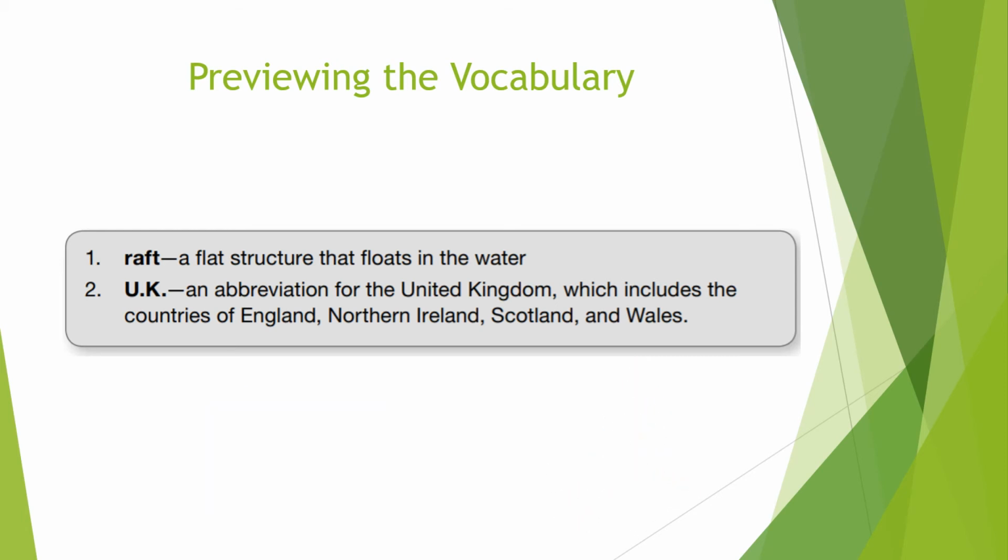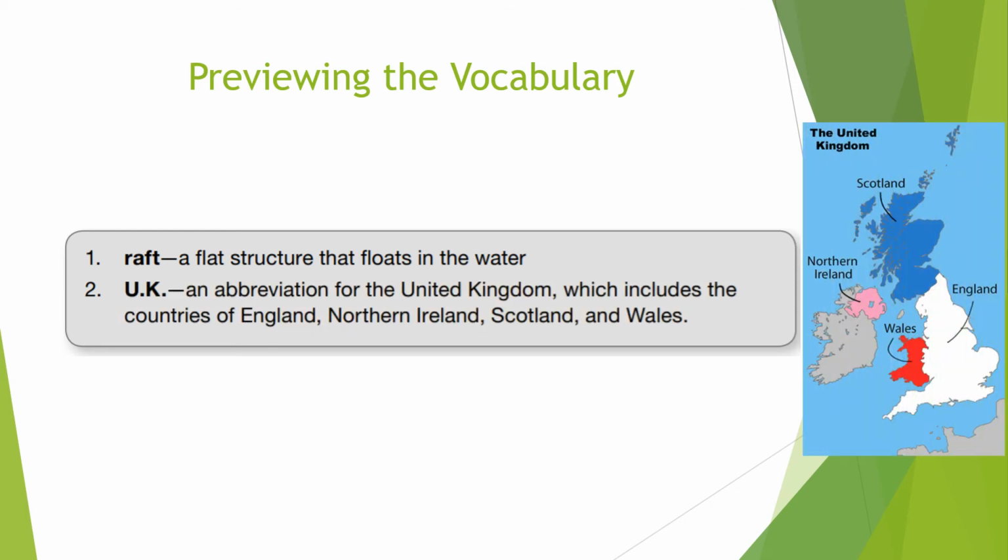Our next vocabulary word is UK. Say UK. UK is an abbreviation for the United Kingdom. Say United Kingdom. The United Kingdom includes the countries of England, Northern Ireland, Scotland, and Wales. Here's a map of the United Kingdom. You see Scotland in blue, Northern Ireland in pink, Wales in red, and England in white.